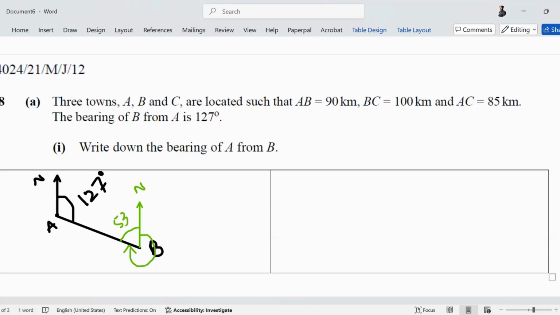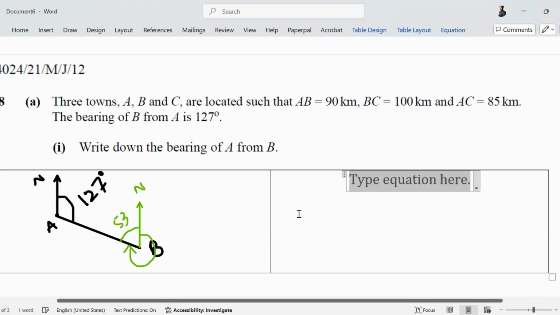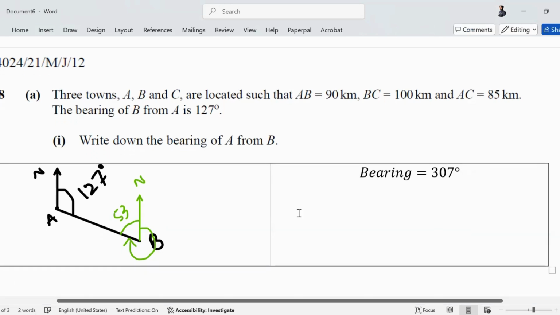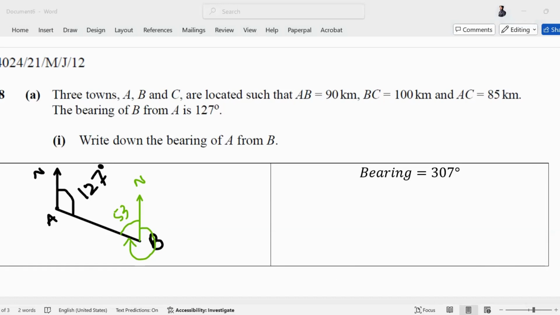Bearing is a clockwise angle from north. So bearing is 307 degrees. Is this clear? So this part was not about length, it was purely about angles and bearings. Moving on to the next part.